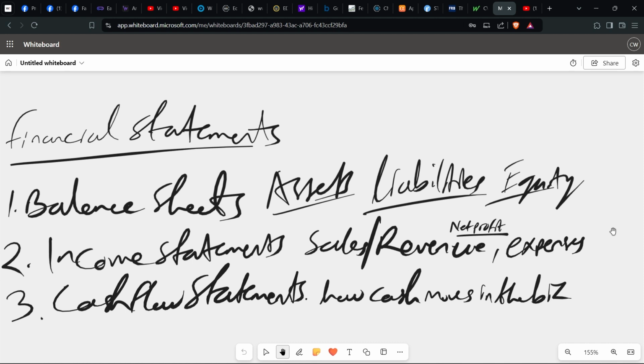And as you can see, when you have these, you have a good picture of what this company is doing. Once you understand these three statements of any company, then at that point, you have a clear picture of the financial health and financial capabilities of the company. The balance sheet shows the assets and the liabilities the company has. The income statement shows the sales and revenue, the expenses, and the net profit. The cash flow statement shows how cash moves in the business.